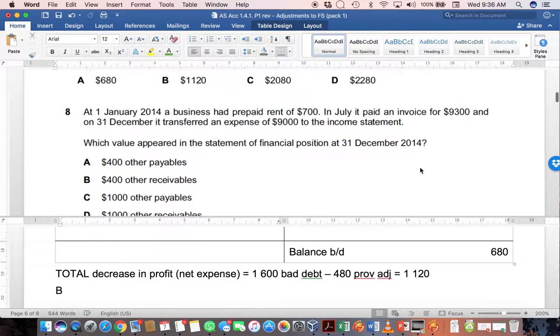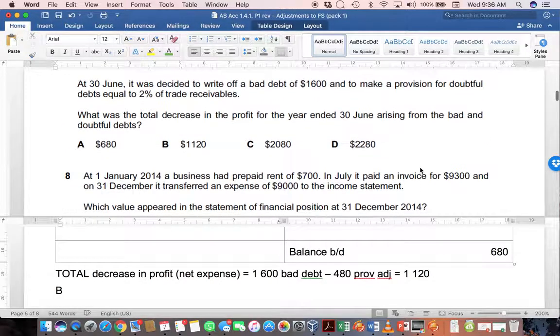Number 8. At the 1st of January 2014, a business had prepaid rent of $700. In July, it paid an invoice for $9,300, and on 31 December, it transferred an expense of $9,000 to the income statement. Given the fact that they haven't given much more information, we have to assume that this $9,300 and the $9,000 over there are also both referring to the rent.